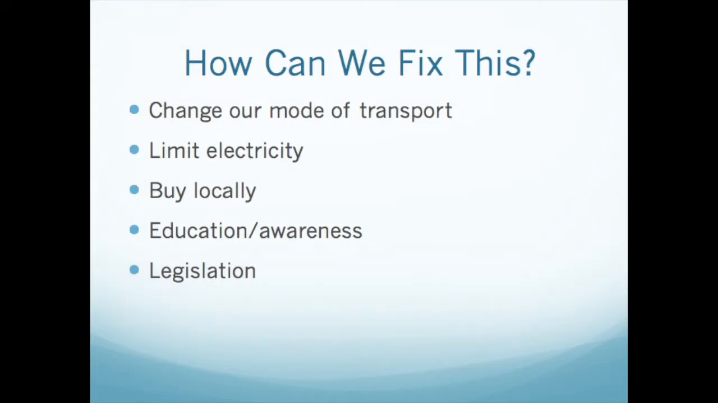So, how can we fix this? We can change our mode of transport by carpooling or riding our bikes. We can also limit electricity by unplugging things that are not in use, for example, phone chargers and toasters, as well as turning lights off when you leave a room. And buy locally.